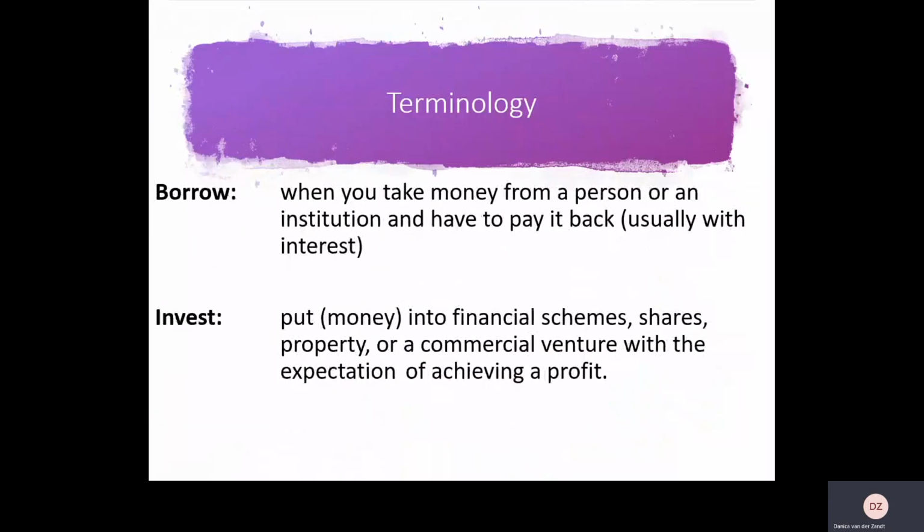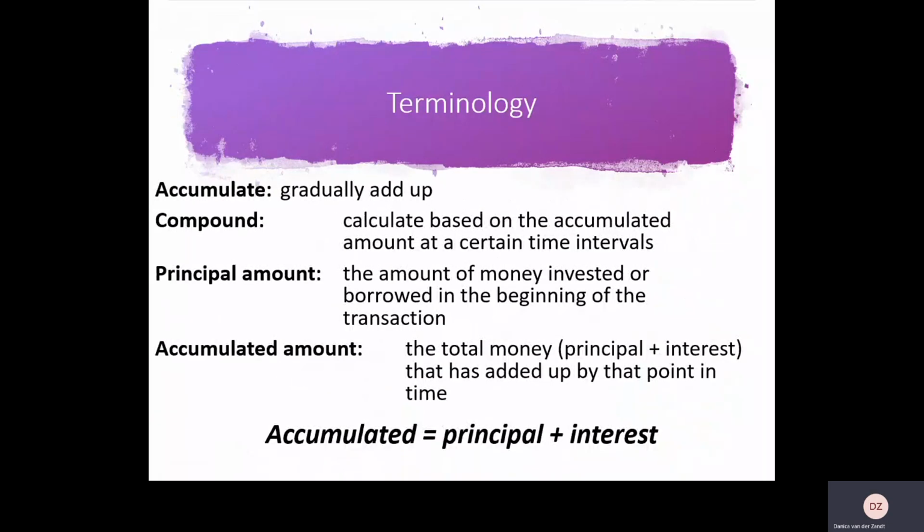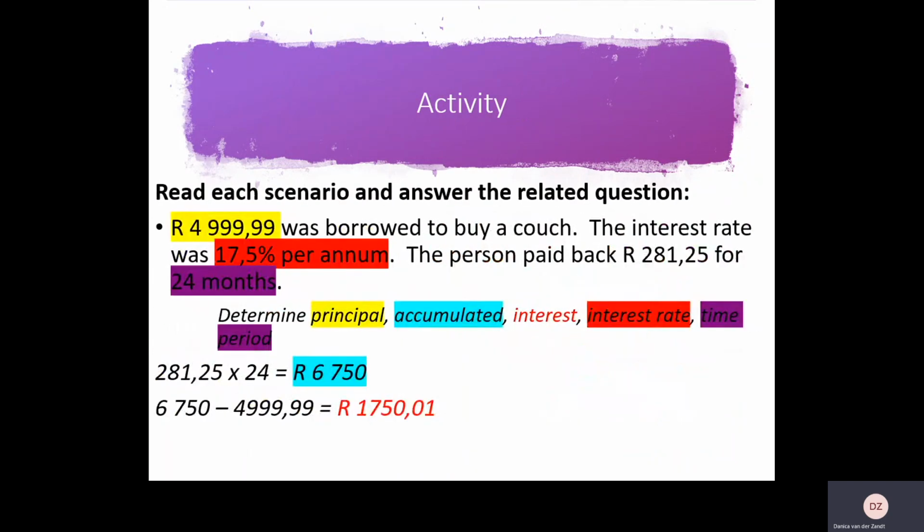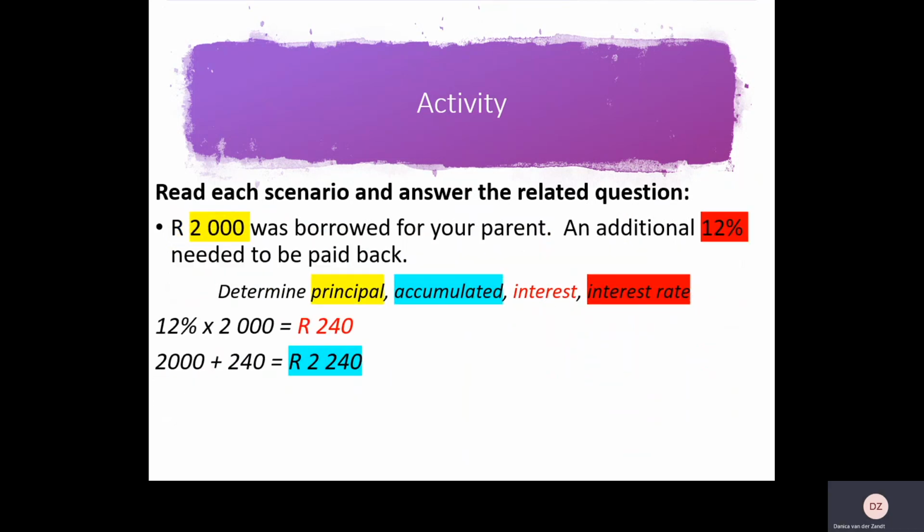We looked at what borrowing and investing meant. We looked at accumulated means principal plus interest, and then we did those activities. We looked at some bigger amounts, and ones where we had to calculate. Did we look at this one? Did we answer this one? I think so. But we can quickly do it again.